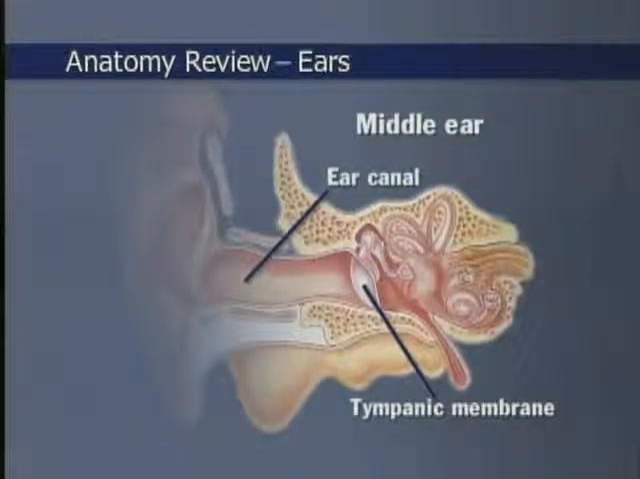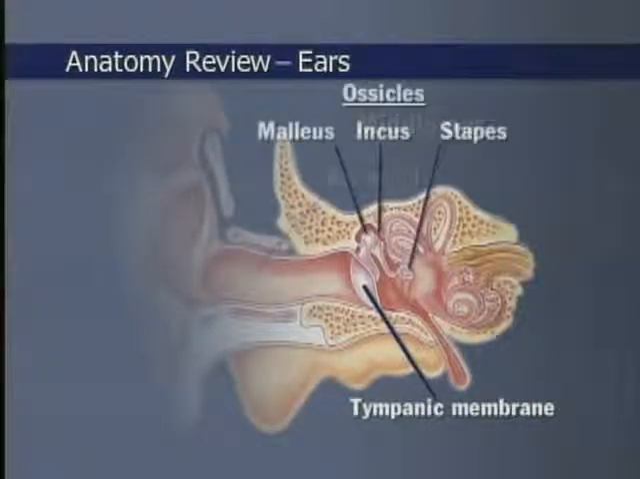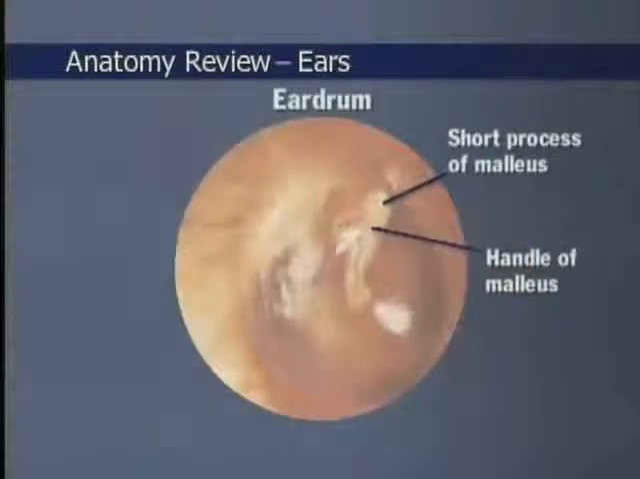The middle ear is an air-filled cavity that transmits sound by way of the eardrum and 3 tiny bones or ossicles, the malleus, the incus, and the stapes. The malleus holds the eardrum inward at its center. The 2 chief landmarks of the malleus are the handle and the short process.